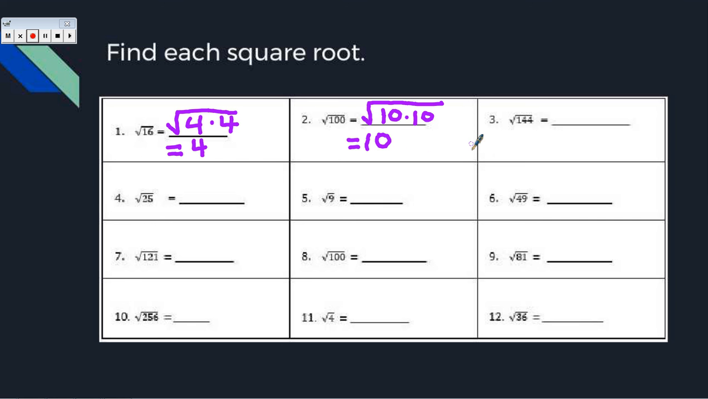Go ahead and try the remaining problems on your own. Pause the video when you have completed through number 12. Unpause the video and we will go over the answers together.